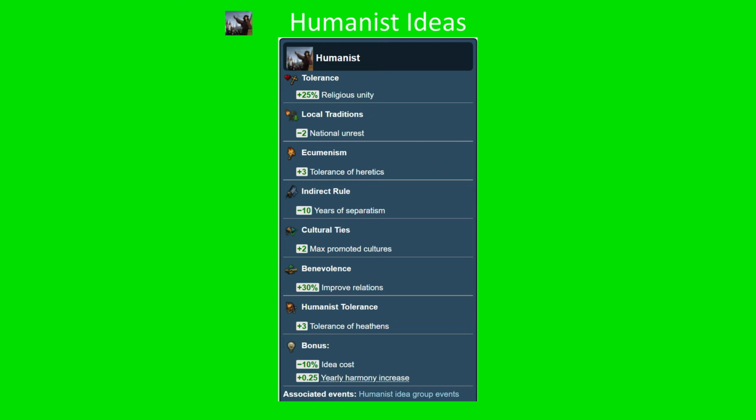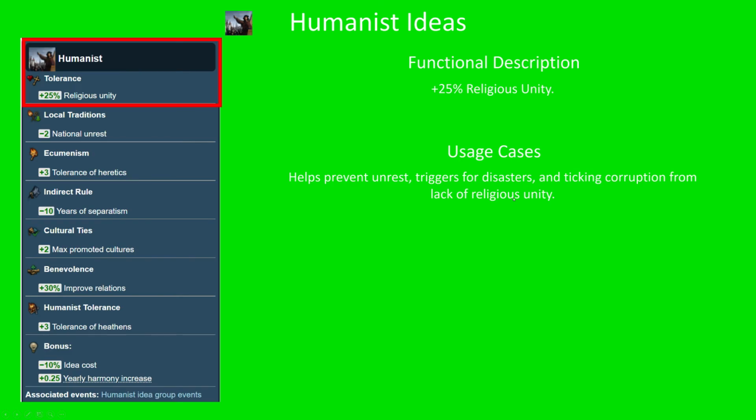Humanist ideas. Humanist ideas are composed of tolerance, local traditions, ecumenism, indirect rule, cultural ties, benevolence, humanist tolerance, and the finisher. And onwards. What does tolerance do? Tolerance provides you with extra religious unity.